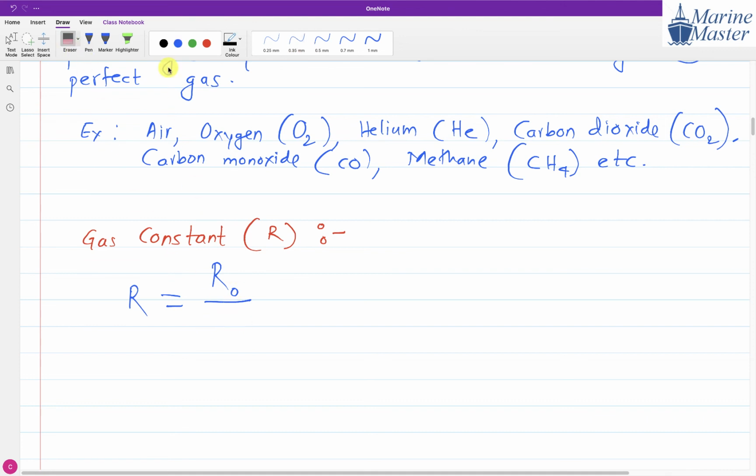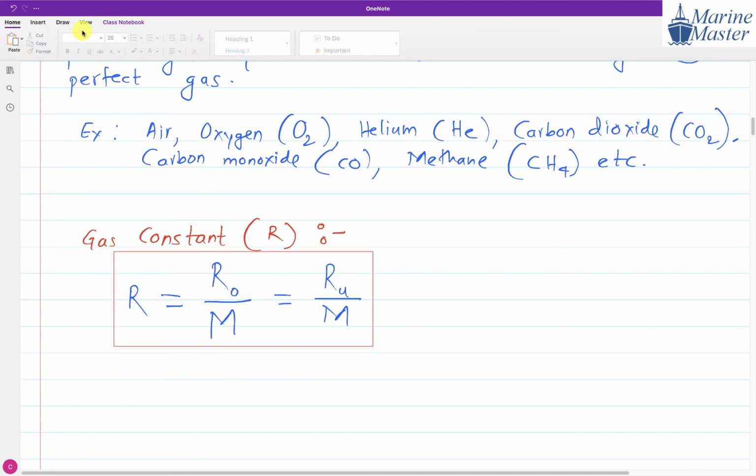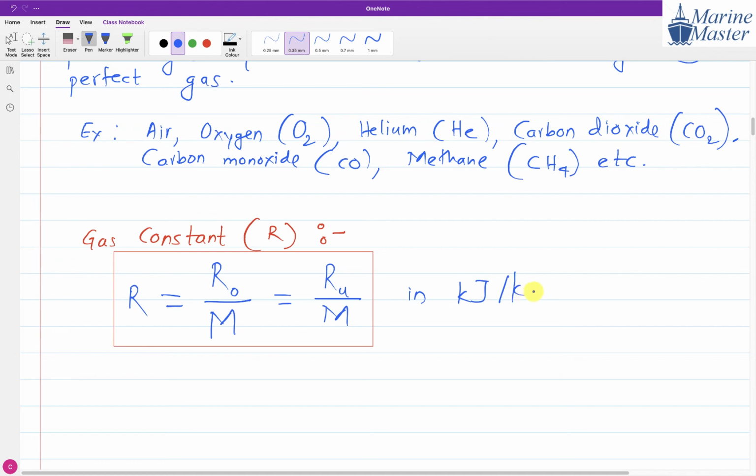Sometimes some people may say small m and capital M as the same, but no, this is a capital M. R is equal to RO divided by capital M, or RU divided by capital M. What is the unit of R? The unit of R is kilojoules per kg Kelvin. Now we will try to understand the meaning of each and every term here.